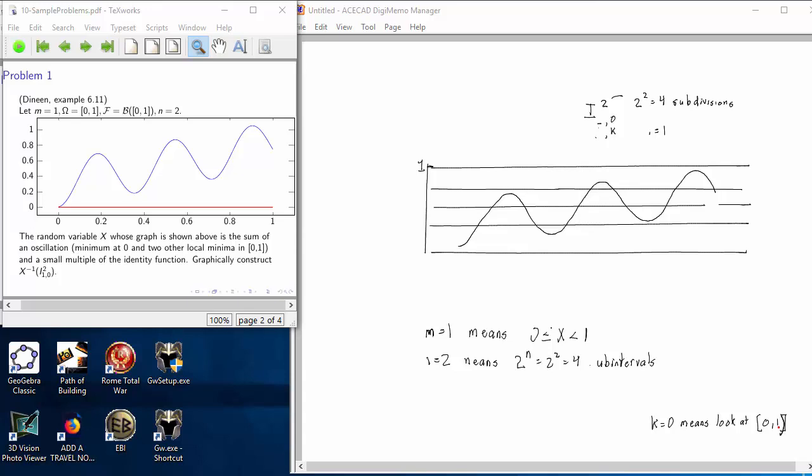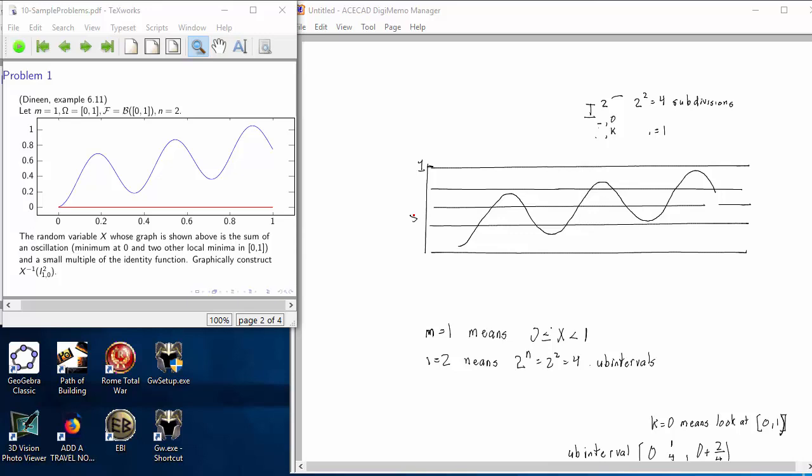And then j means we look at the subinterval that goes from k equals 0 plus j equals 1 over 4 up to k equals 0 plus j plus 1, which is 2 over 4. In other words, we want to focus our attention on that subinterval. Okay, what's the inverse image?